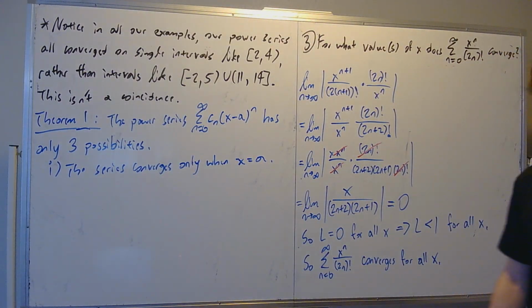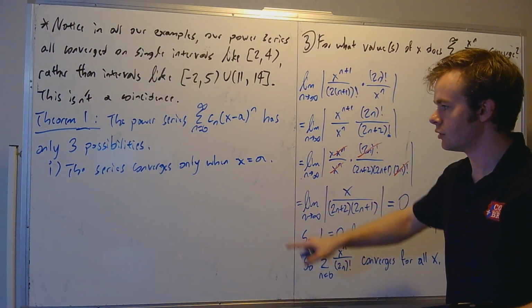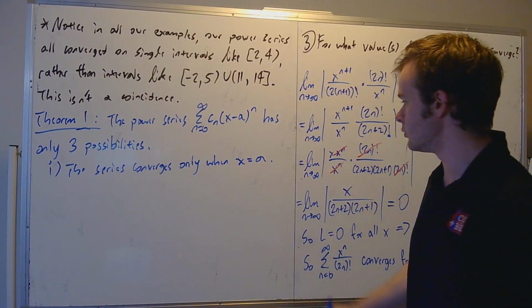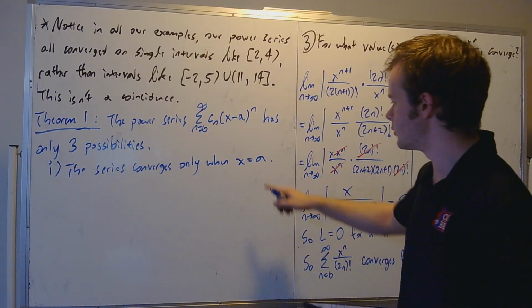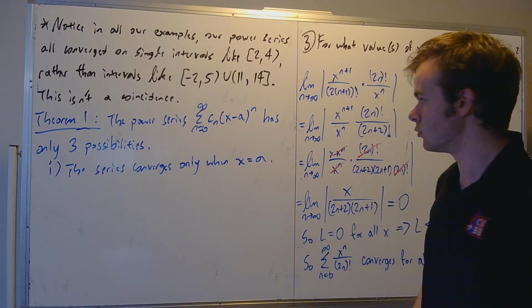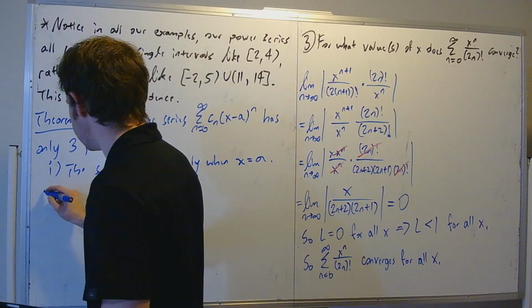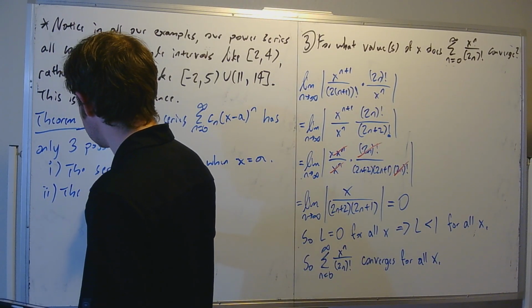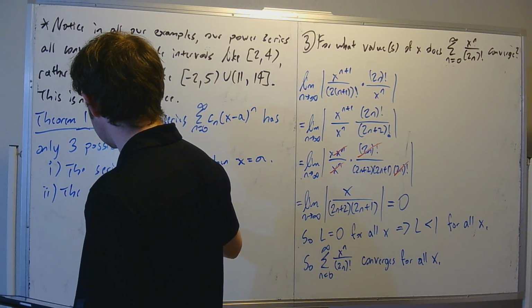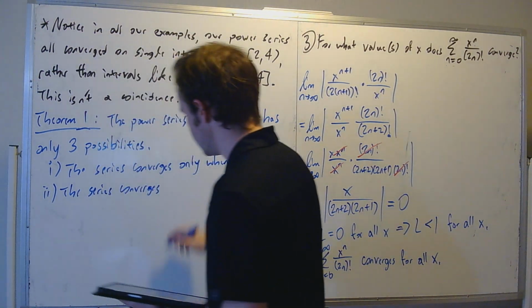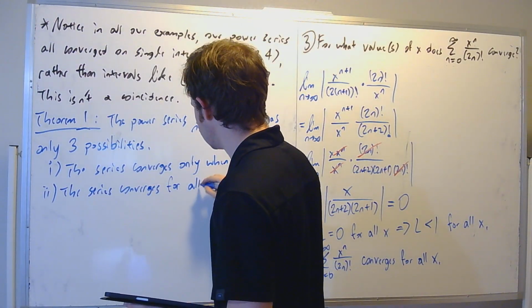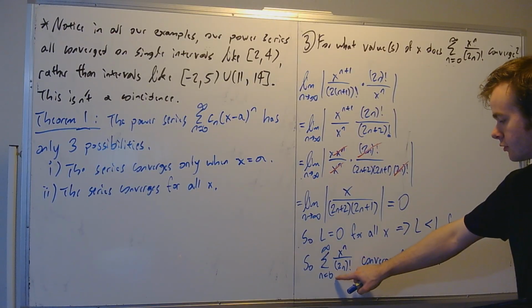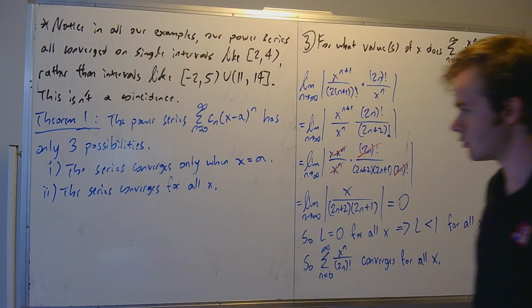Right, so I forget what the example was, but we actually found one of these examples of them. So one possibility is that it converges only when x equals a. So we've had, I forget which example it was, but one of them, it only converged when x was equal to 0. The second possibility, the series converges for all x. So that was this example. Every value of x, for every value of x, our series was actually convergent.